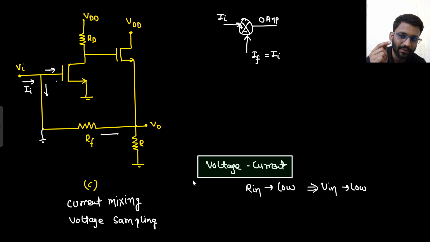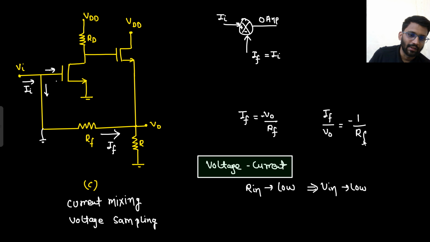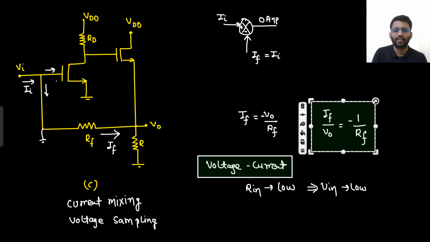So what is the feedback current? The feedback current I will take in this direction. The feedback current would be V0 by Rf, but with a negative sign. Vf equals beta V0, so you need to find If by V0. So If by V0 would be minus 1 by Rf, and that is your feedback factor. The feedback factor is minus 1 by Rf.